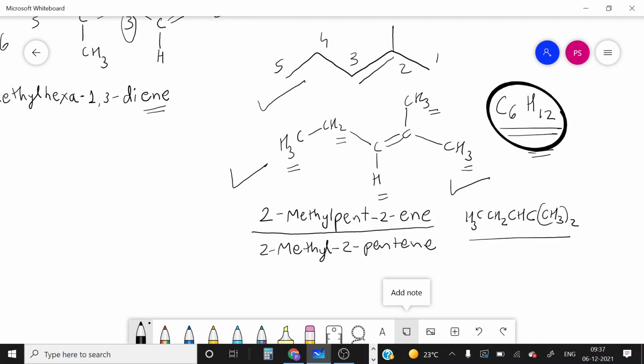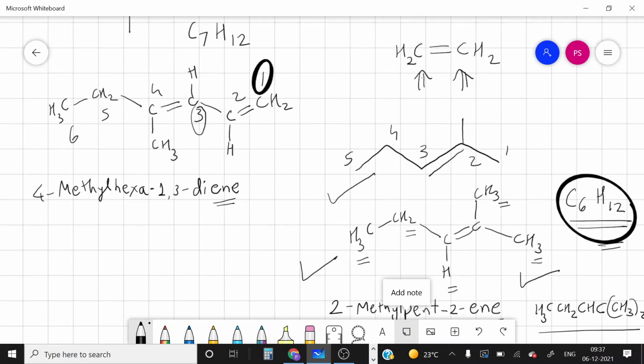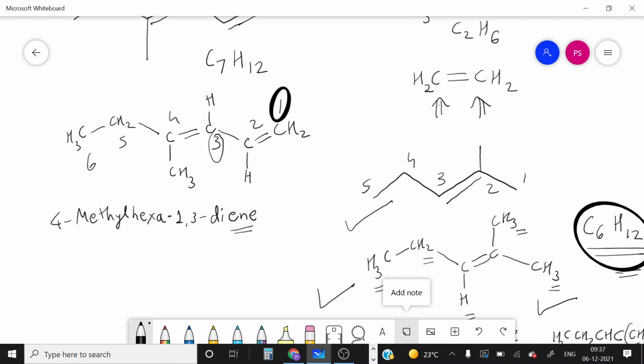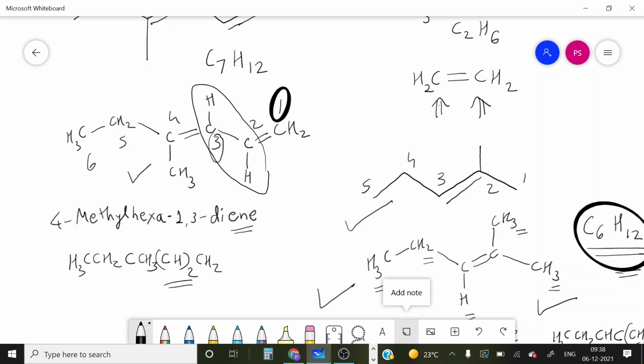Okay, look at this structure. I am going to write the condensed formula for this. CH3, CH2, C, CH3, then CH 2 times, CH2. This is the condensed formula for this compound. You can see here the CH group is repeated 2 times, that's why I wrote CH 2 times.